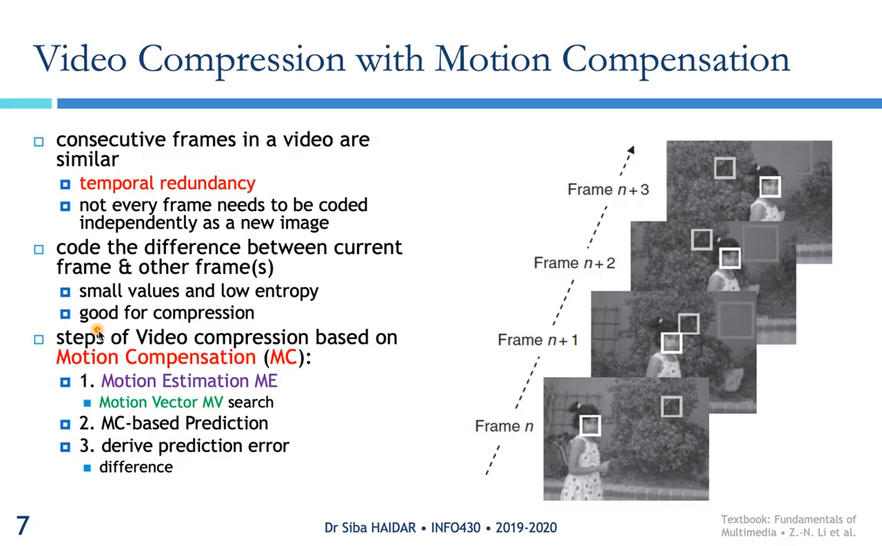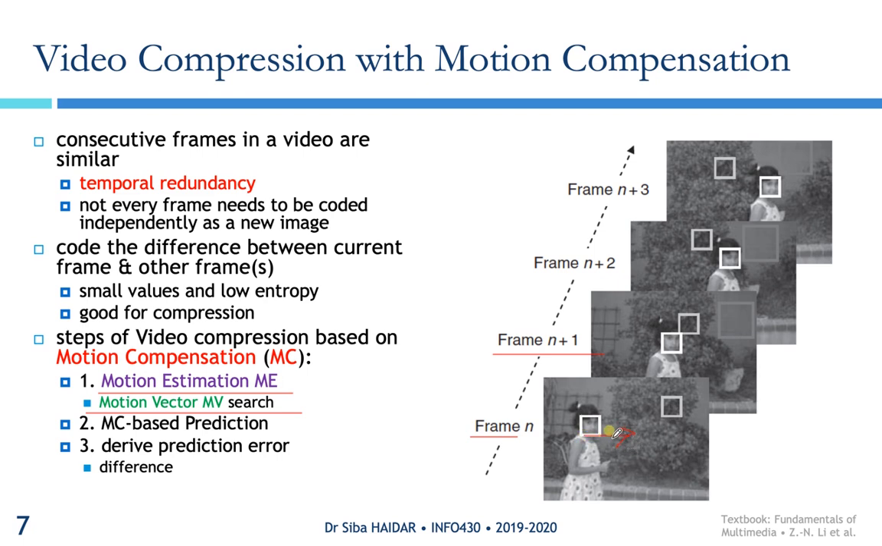So what are the steps of video compression based on motion compensation? This is what we call video compression based on motion compensation. We will first do the motion estimation. What is the motion estimation? It is to search for the motion vector. Here, for example, from frame n to frame n+1, the girl advanced a few steps. So the block that indicates the face of the girl advanced a little bit.